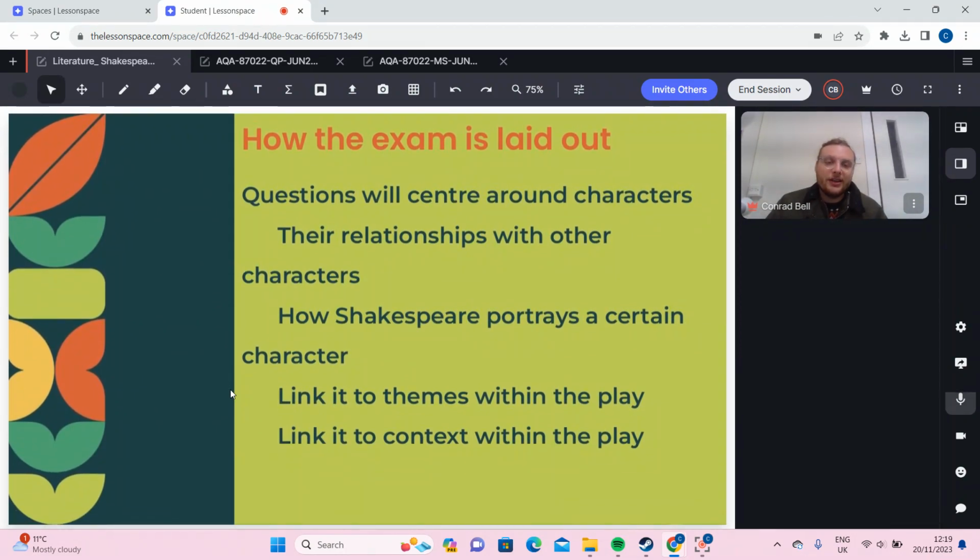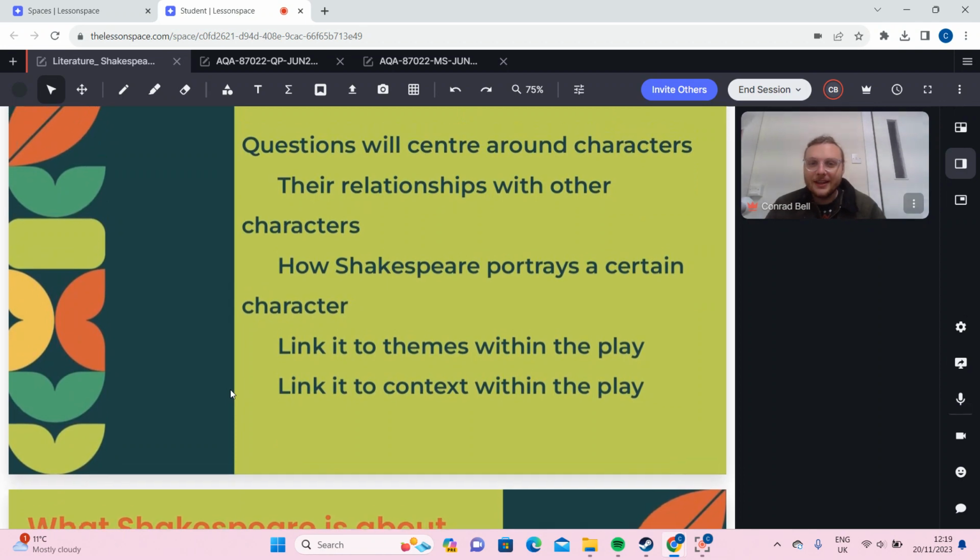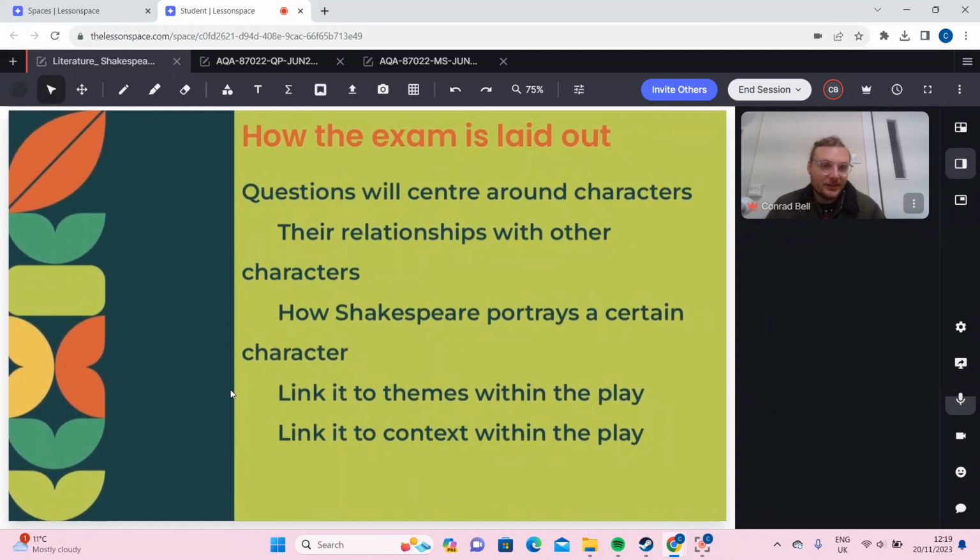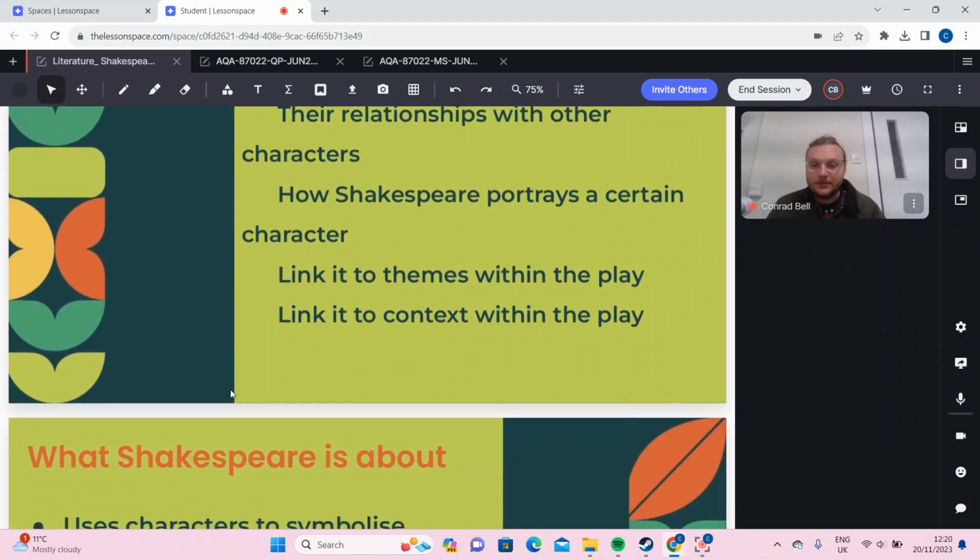So the question will center around characters, their relationships with each other, how Shakespeare portrays certain characters, and links within themes in the play and links within context in the play. Sometimes you do get questions on just themes, but normally they are themes related to characters, so it'll always be character based. I'm going to say always. Let's just say always. A question will always include a character, but other themes will be in there as well. So you do need to make sure you know the themes, but it's normally how the characters portray those certain themes in the question.